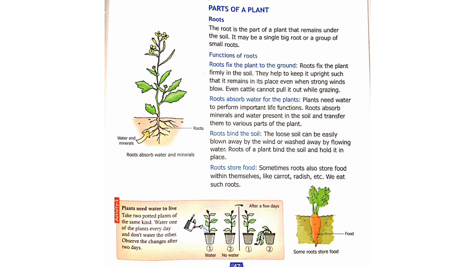Now, another important function of root is that as the soil contains underground water and minerals inside it, just because of the roots only, these minerals and water present in the soil are transferred to the rest of the parts of the plant. Clear? Now root binds the soil. Roots of a plant bind the soil and hold it in its place. Roots store food also. Sometimes roots can also store food within themselves like carrot, radish, etc. We eat such roots. Okay? These are the plants which we eat in the form of root.